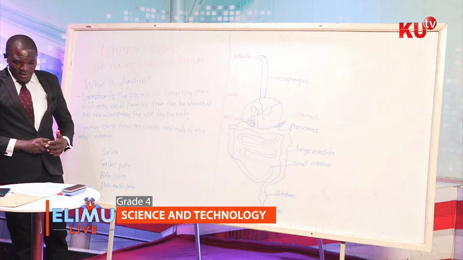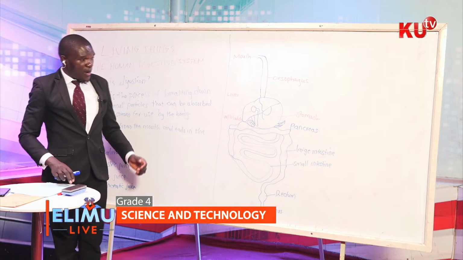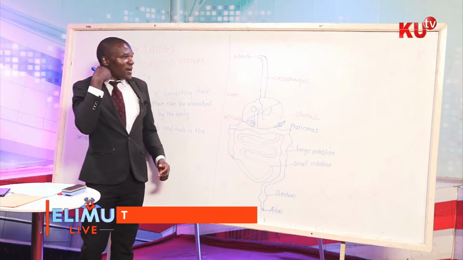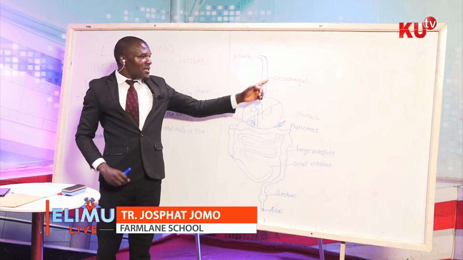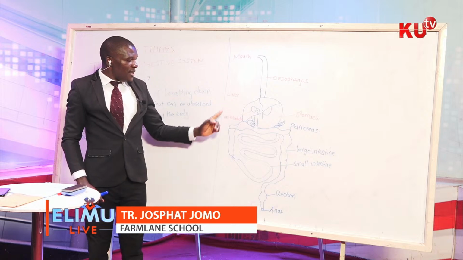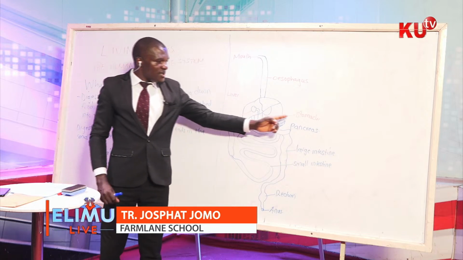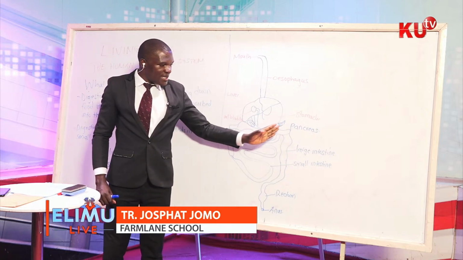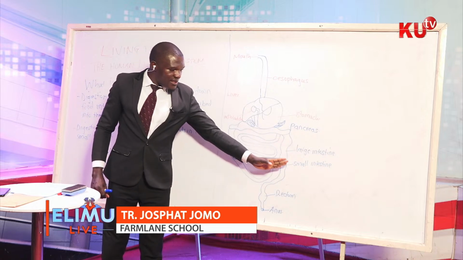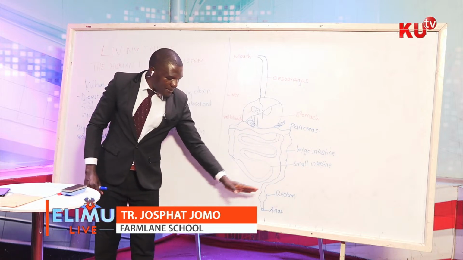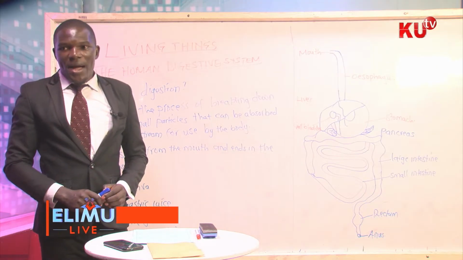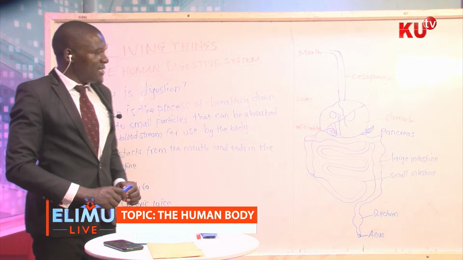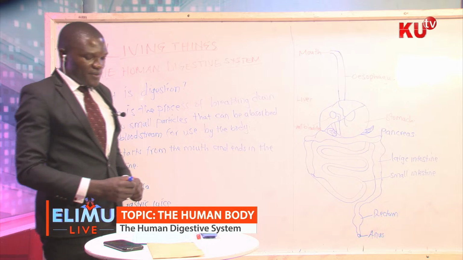Now my learners, for the first lesson, you have to understand that we have such parts: mouth, esophagus, liver, gallbladder, stomach, pancreas, large intestine, small intestine, rectum, and anus. Those are the parts of the digestive system.